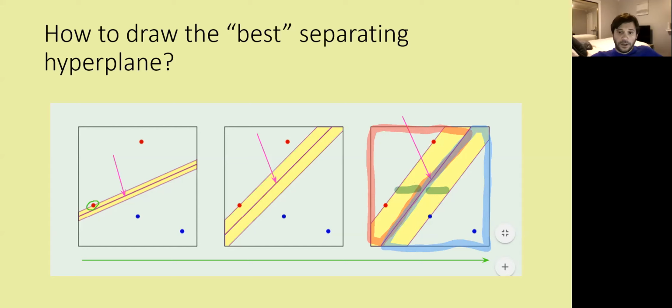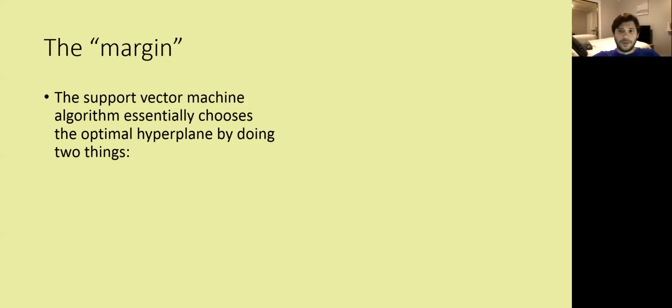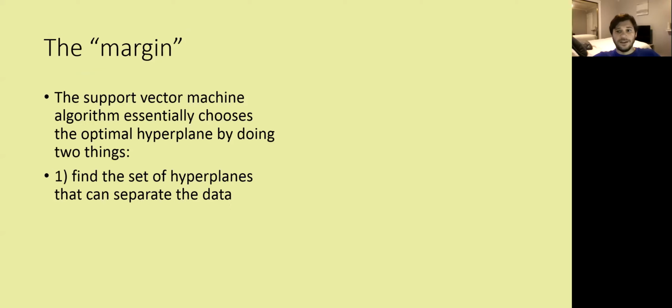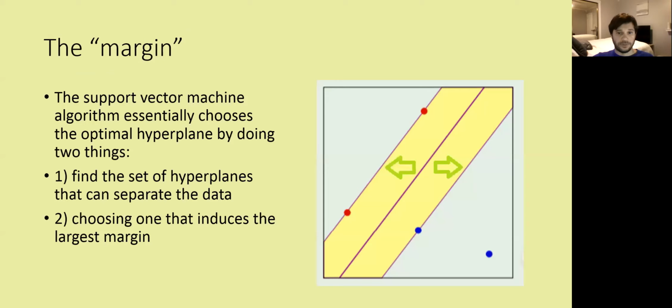Okay, and the way we're going to really formalize the problem here is we're going to think about, well, let's draw a hyperplane in this space where we get the fattest margin, where we get the widest possible highway in this picture. Okay, that means we're going to be far enough away from those data points where we can be confident we're reasonably separating them from each other into their respective classes. So that is really the goal. Okay, the support vector machine chooses the optimal hyperplane by finding the set of hyperplanes that can separate the data, and then essentially choosing from that hypothesis set the hyperplane that induces the widest possible margin. Okay.